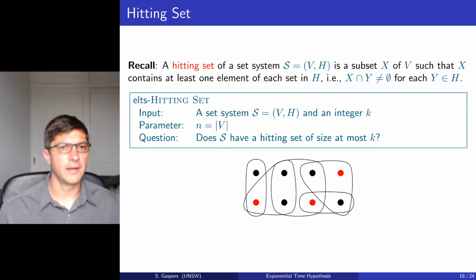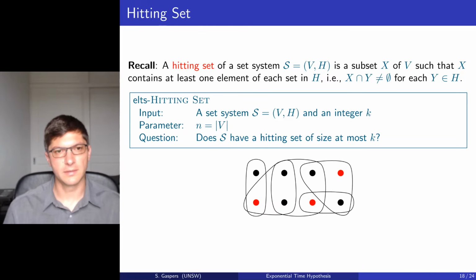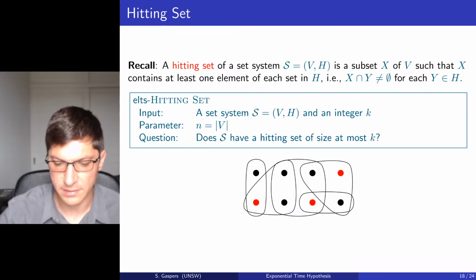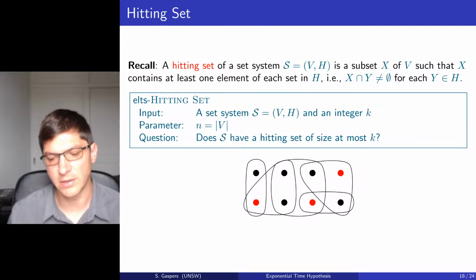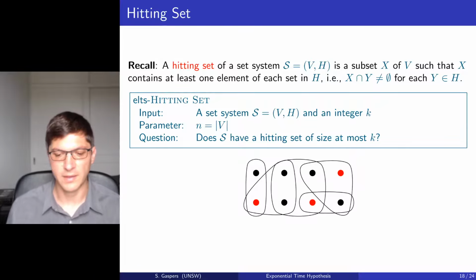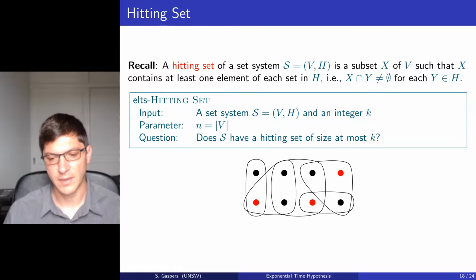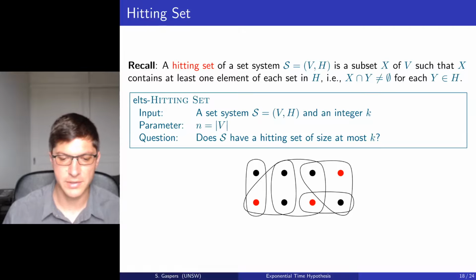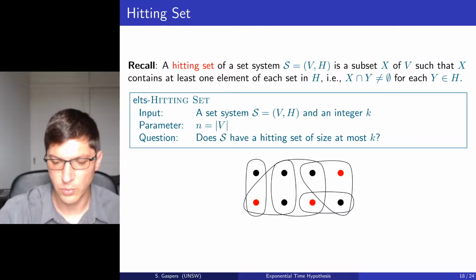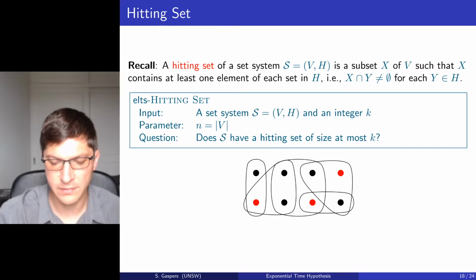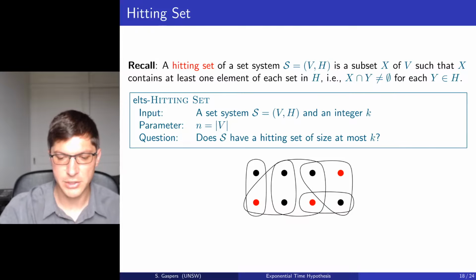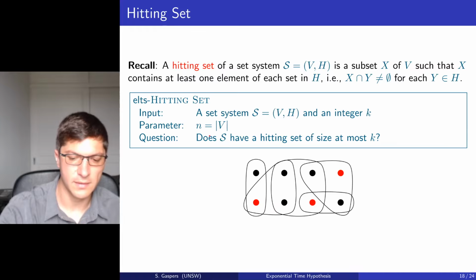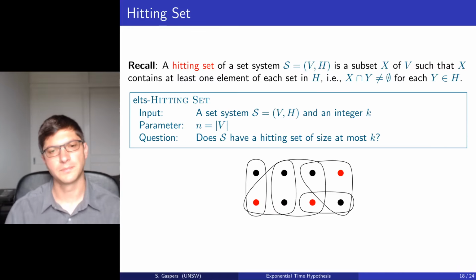And we are going to try and establish a lower bound for hitting set. So what is hitting set? Well, as input we have a set system, so a set of elements, and then also sets of these elements, and an integer k. And the question is whether we can find k elements such that each of the sets contains at least one of those selected elements. And the parameter we're interested in is the number of elements.